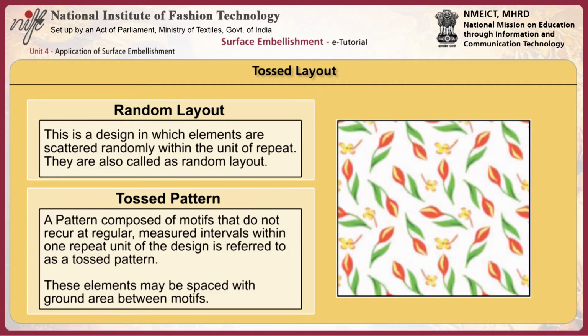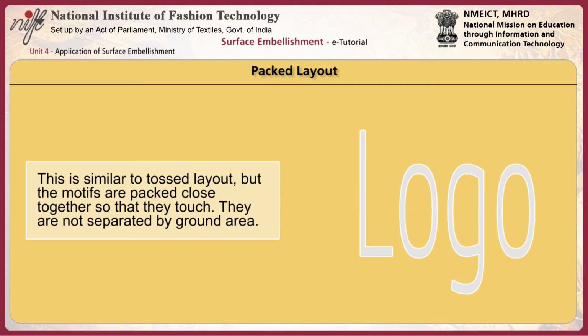Tossed layout. Tossed layout is a design in which elements are scattered randomly within the unit of repeat. They are also called random layout. A pattern composed of motifs that do not recur at regular measured intervals within one repeat unit of the design is referred to as a tossed pattern. These elements may be spaced with ground area between motifs.